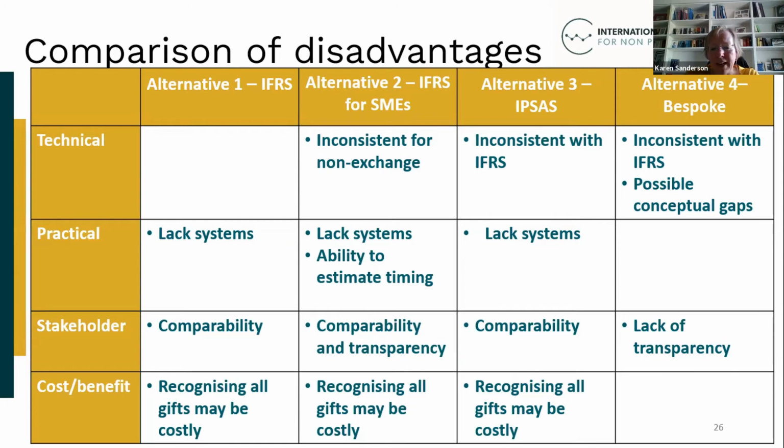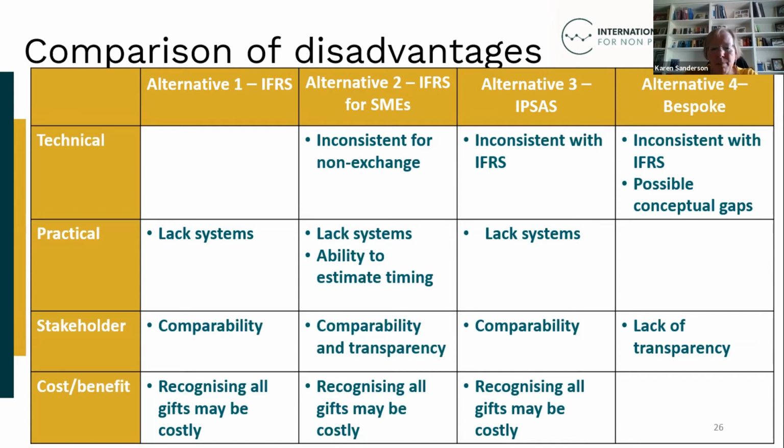From a stakeholder perspective, all of the alternatives other than alternative 4 have the disadvantage of lack of comparability due to a choice of accounting policy available in the standards. Alternatives 2 and 4 may also lead to a lack of transparency. Alternative 2 due to the ability to take a net approach, so the gross position is obscured, and alternative 4 due to the potential for permitted exceptions, but additional disclosures could mitigate this.